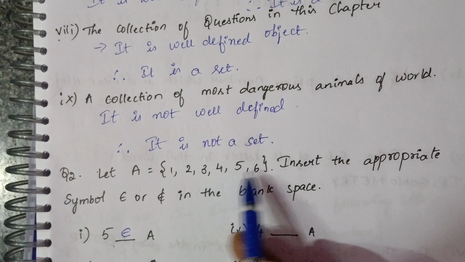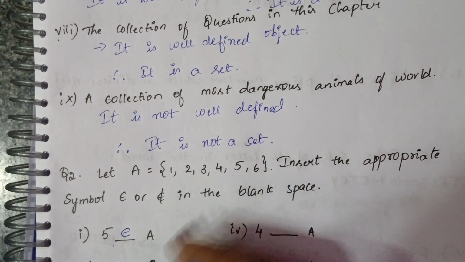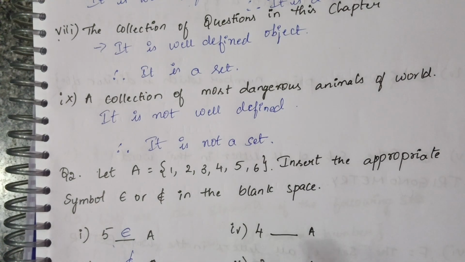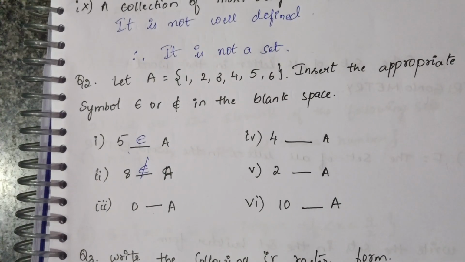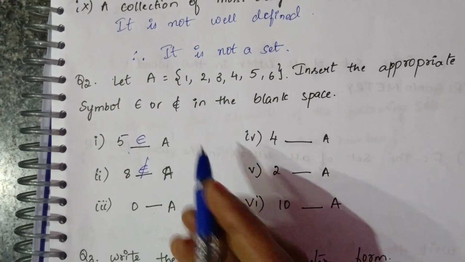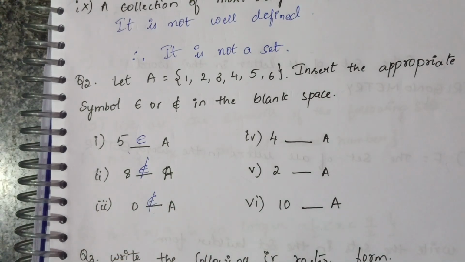8. Is 8 an element of A? No, 8 is not in the set A. So 8 does not belong to A. 0. Is 0 in the set A? No, it is not there. So we can say 0 does not belong to A.